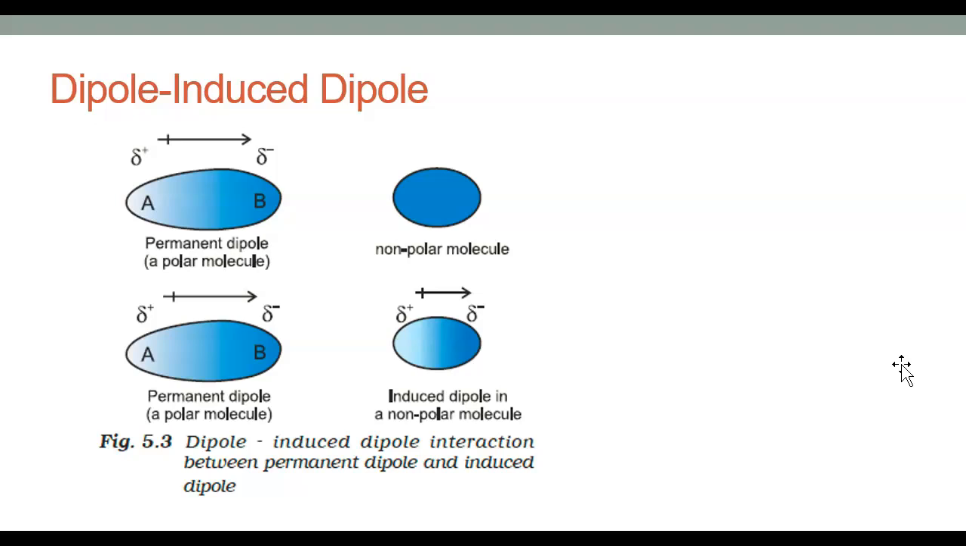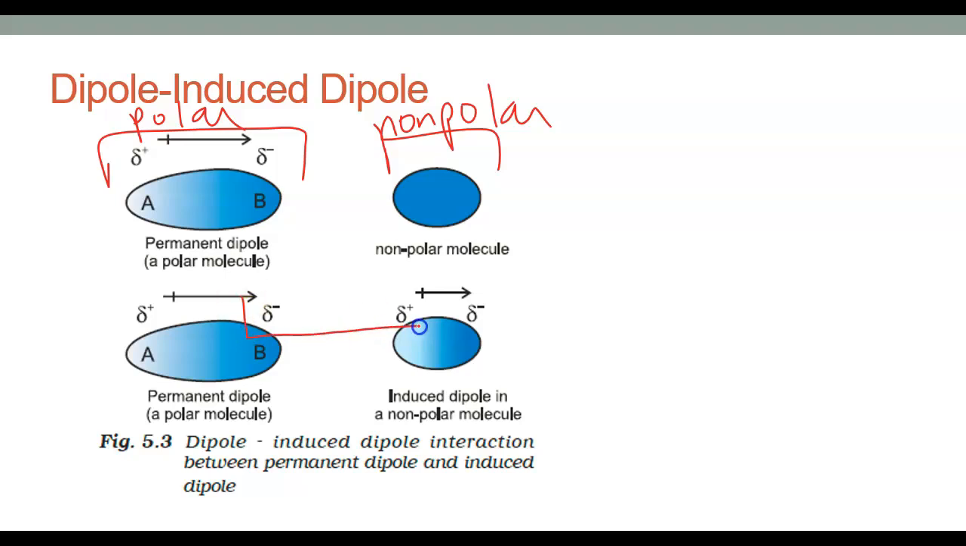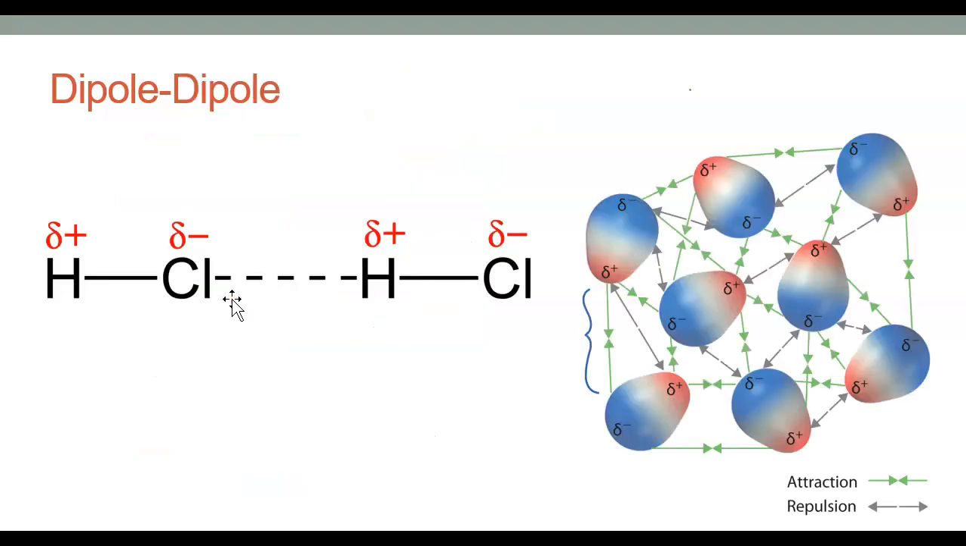We also have dipole-induced dipoles. So we have our polar molecule, which has a permanent charge, partial positive and partial negative, and then we have a nonpolar molecule. What we have is whenever they get into close proximity, then that partial negative on the polar molecule induces there to be a partial positive on the other molecule, and then you have an attraction that helps keep them together. These are going to be typically slightly stronger than the London dispersion forces, but not quite as strong as something like the dipole-dipole, which is going to occur between two polar molecules.